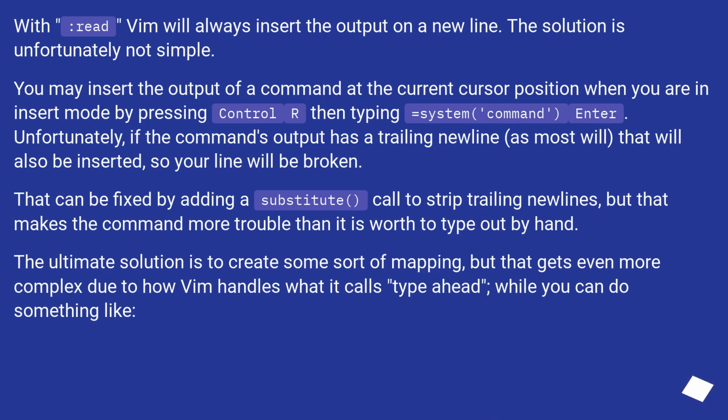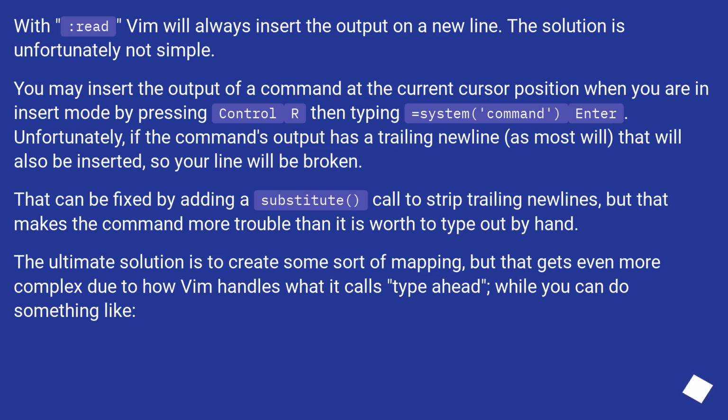With :read, Vim will always insert the output on a new line. The solution is unfortunately not simple. You may insert the output of a command at the current cursor position when you are in insert mode by pressing Ctrl-R and then typing =system('command') and Enter.